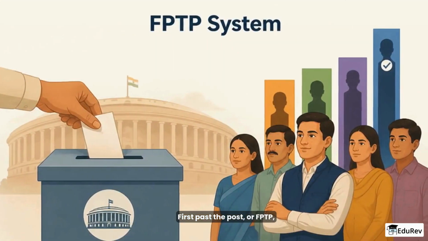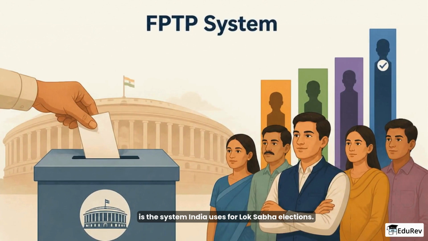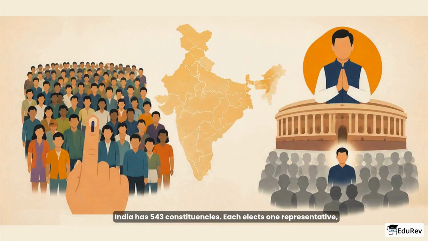First past the post, or FPTP, is the system India uses for Lok Sabha elections. In FPTP, the candidate with the most votes in a constituency wins, even if they do not get more than half the votes. India has 543 constituencies. Each elects one representative, and the highest vote getter wins the seat.